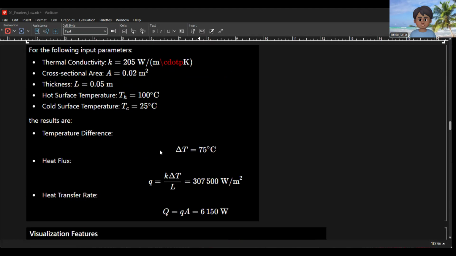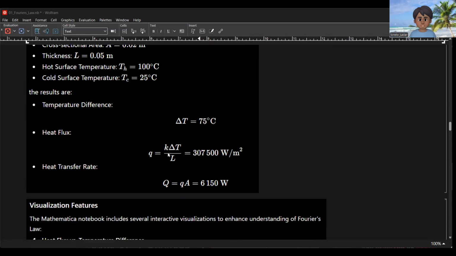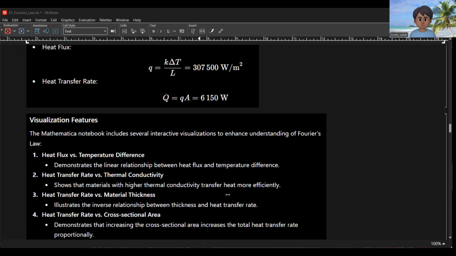So the results are, the delta T here is 75 degrees Celsius. The heat flux here by using this formula is 307,500 watts per meter squared. And the heat transfer rate here by using this formula, Q times A, is 6,150.